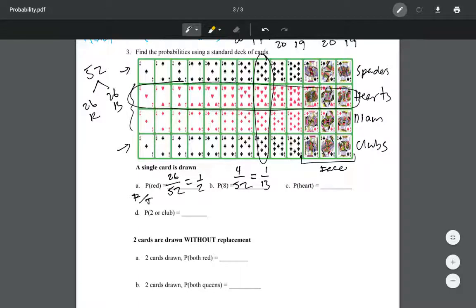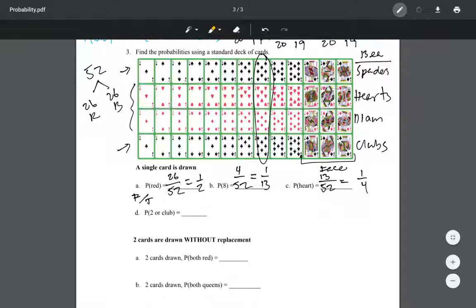The probability of getting a heart, there are all of these. So in each suit, there are 13 cards. 52 cards divided into 4 suits. So the probability of getting a heart is going to be 13 out of 52. That's also 1/4 of the deck. So 1/4 or 25%.